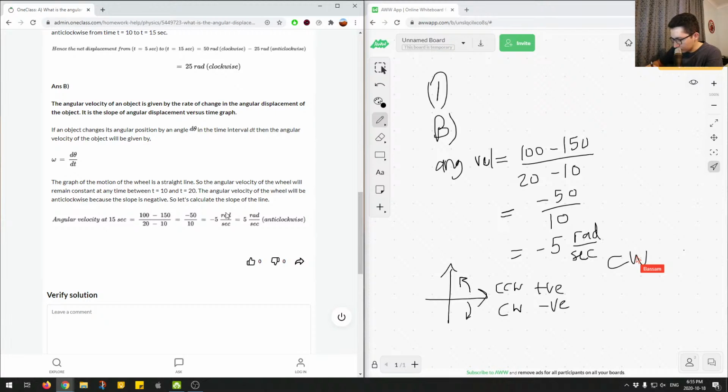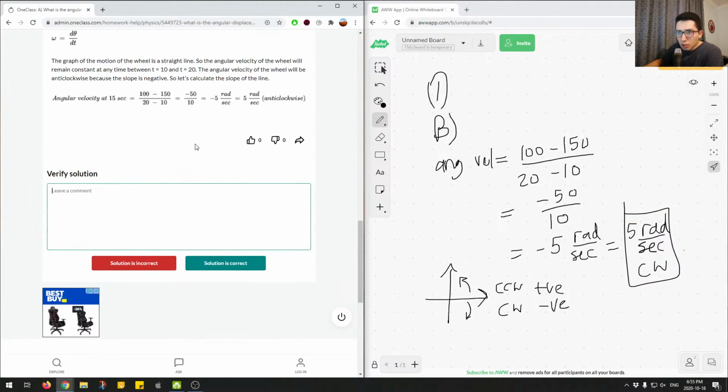So actually we would say 5 radians per second. Let me just erase this and write it a little clearer. So 5 radians per second clockwise. That's our final answer for part B.